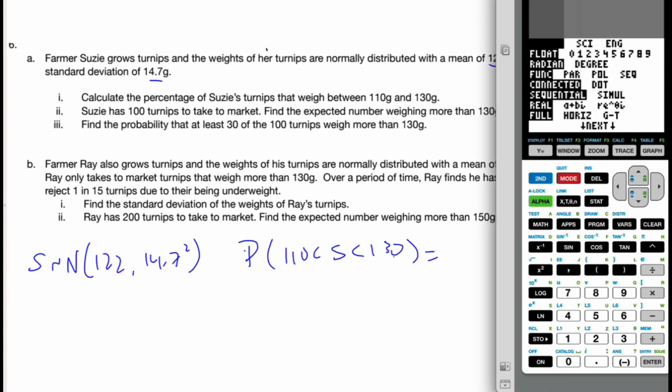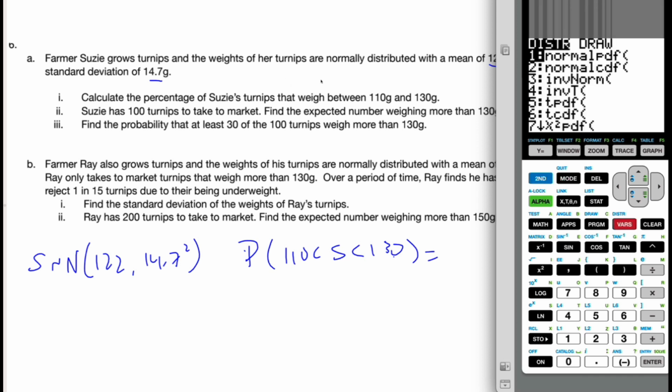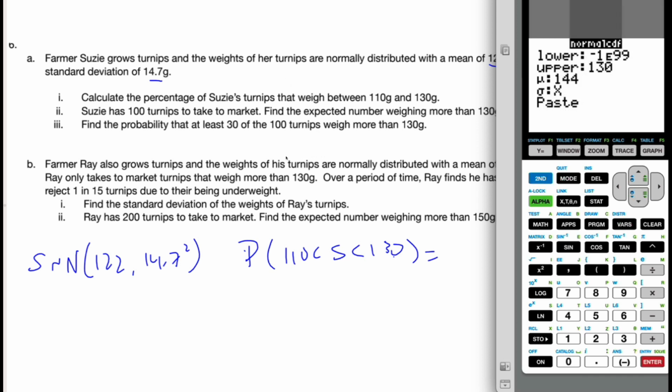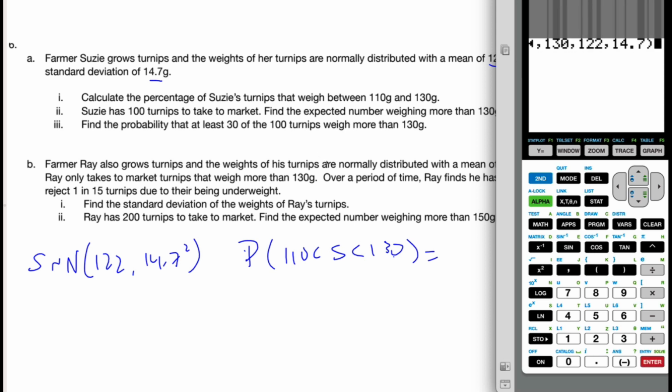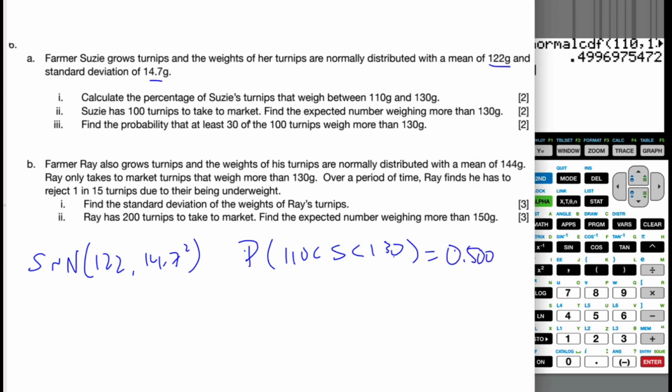If I go to my calculator, I'm going to go to my distributions, normal CDF, and I'm going to go from 110 to 130. My mean is 122, and the standard deviation is 14.7, and I can see that the probability, if I round that to three significant figures, is going to be 0.500. So half of the turnips weigh between that scenario.